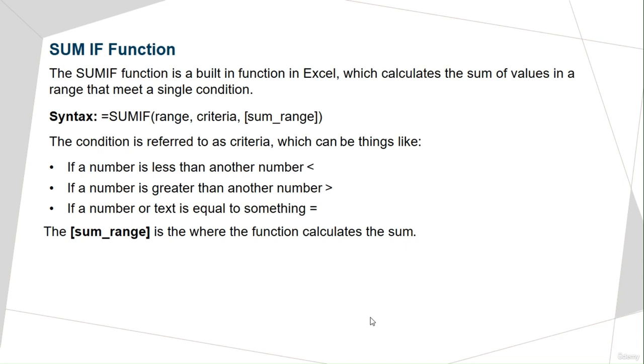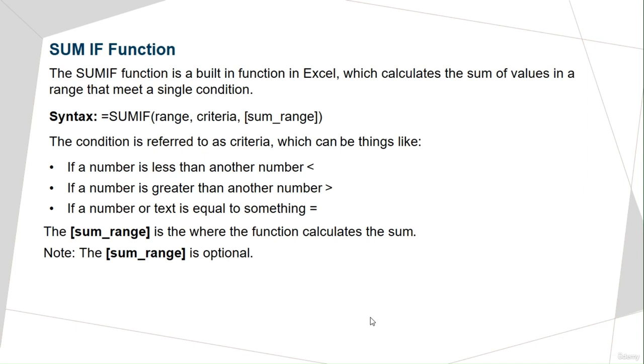Take a look at the syntax. We have the range, the criteria, and the sum range. Now, the criteria could be what you're trying to get. Are you trying to sum if the number is less than 5, if the number is greater than 10, or if the number is equal to 20, or if the salary is equal to this? Those are just the criteria. But the sum range is where the function calculates the sum. That's the column you're trying to calculate the values of if it meets the criteria.